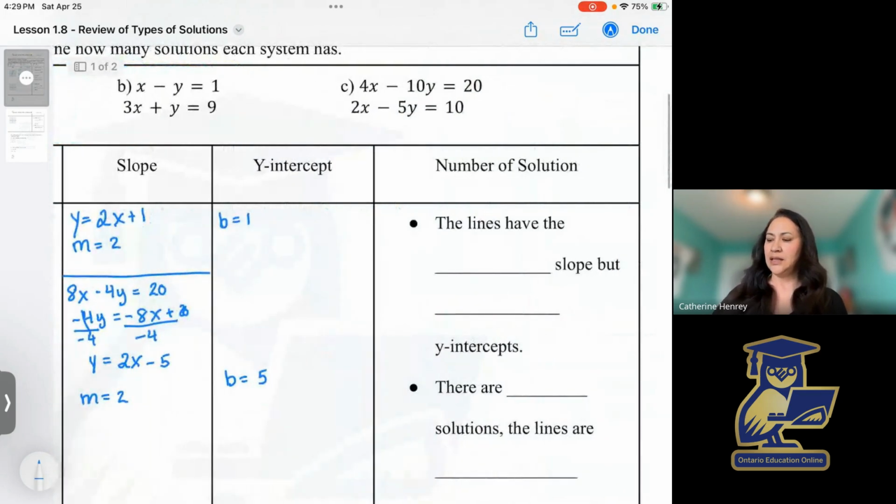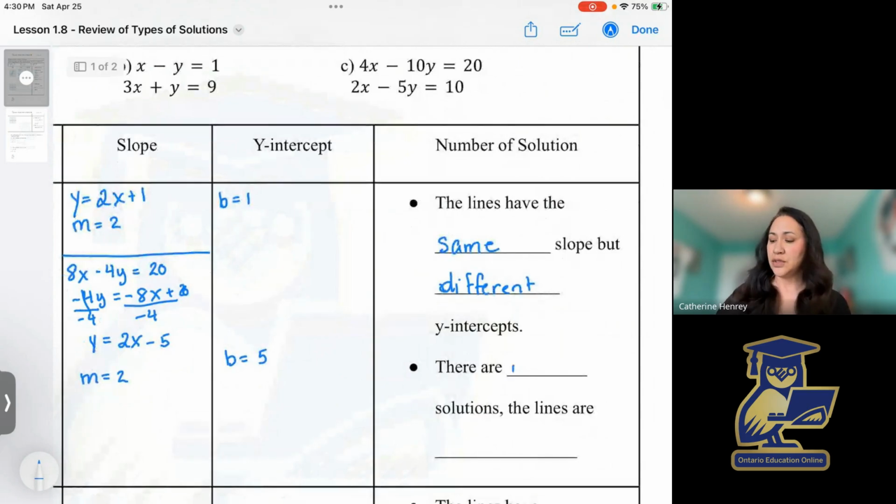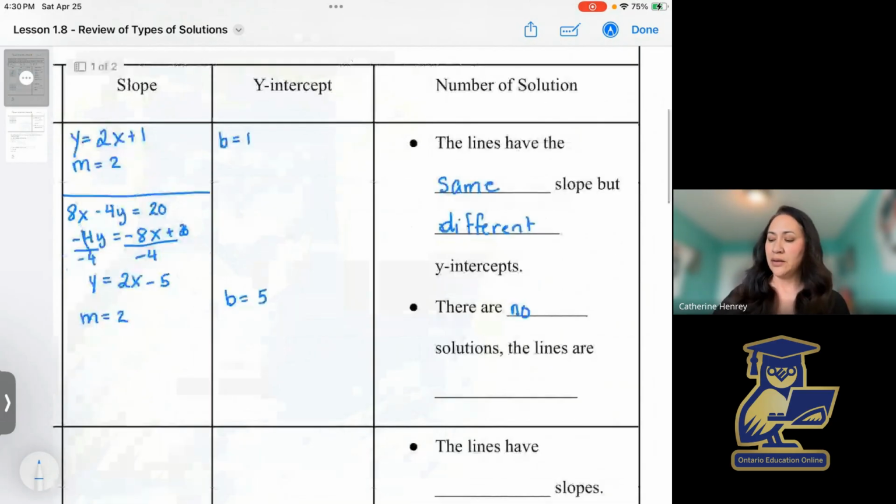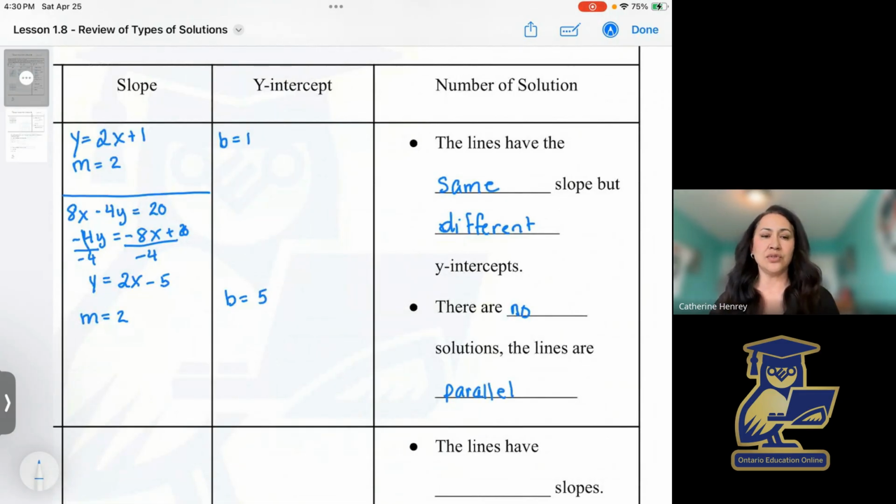So the lines have the same slope, but different y-intercepts. So there are no solutions here, because remember, a solution is where two lines cross, and these lines are parallel. So they will not cross. So this is a situation where we have no solutions.